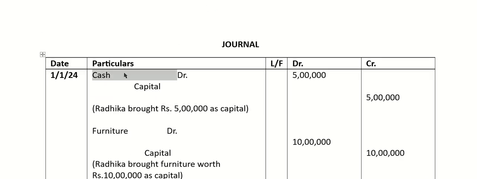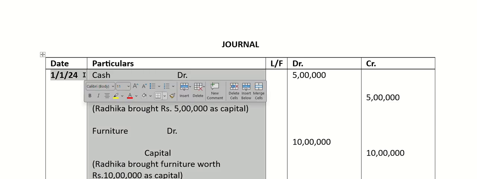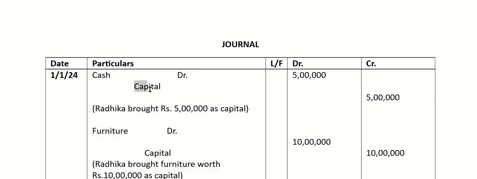See here, cash, the asset increased, so we have given debit to it. And capital, what is it? Capital is one of the liabilities. When it increased, we gave credit to it. That is how our journal entries went. If we are confident enough to read the journal entries, it is very, very simple to put them in ledgers.